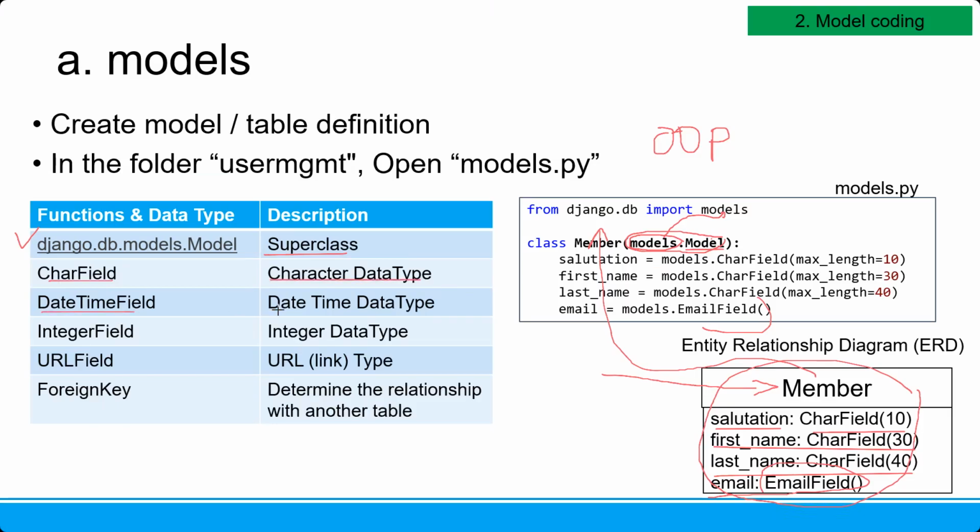DateTimeField is the date time data type. IntegerField is the integer data type. URLField is the URL type. ForeignKey is to determine the relationship with another table and so on. So there are still so many functions and data types in the models. Today we are going to learn only those CharField and EmailField.